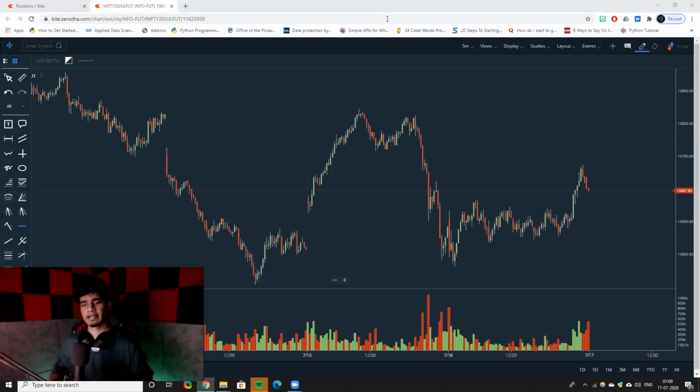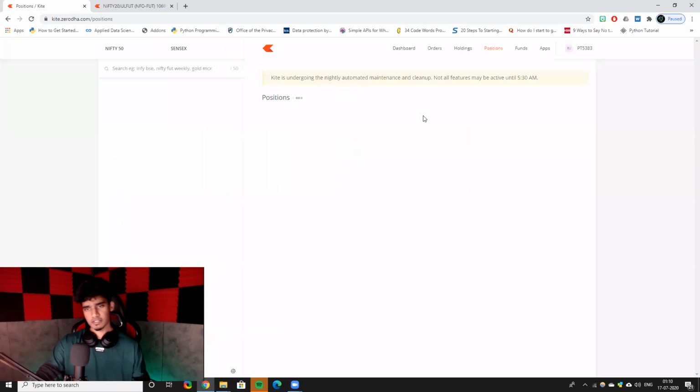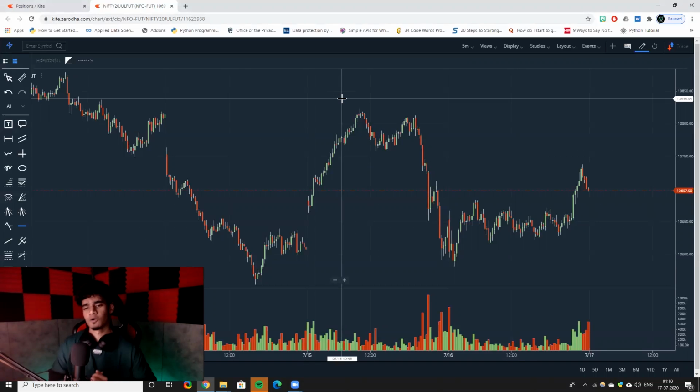So before getting to the entire breakdown video, I'll show you guys my positions. So this is my overall positions. I'm up 1.27 lakhs for the day. I'm going to refresh the page, just to make sure that it's not inspect element. So now that's done. Let's get to the trade breakdown.